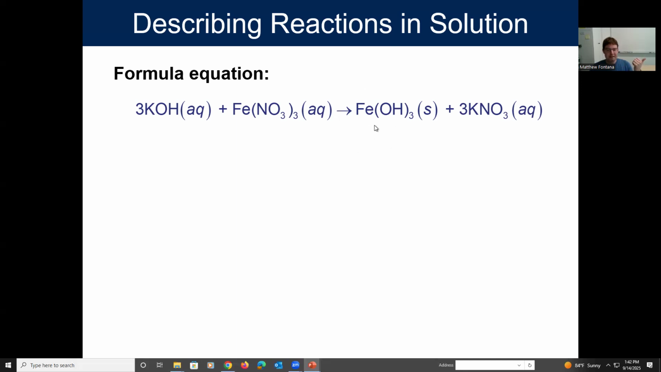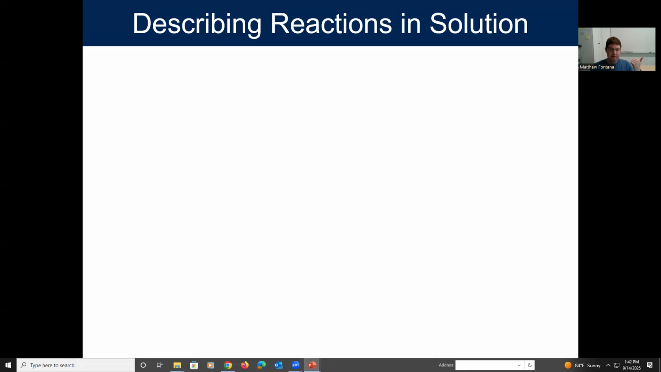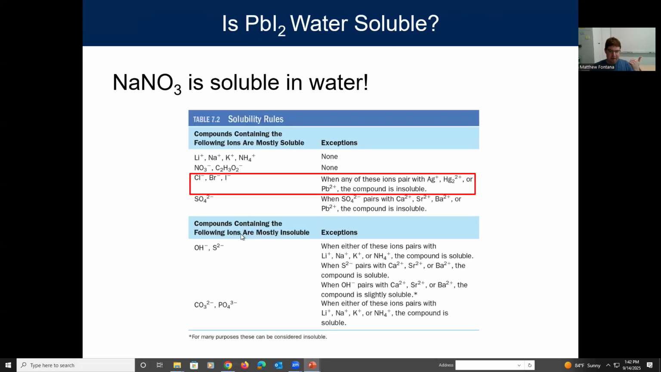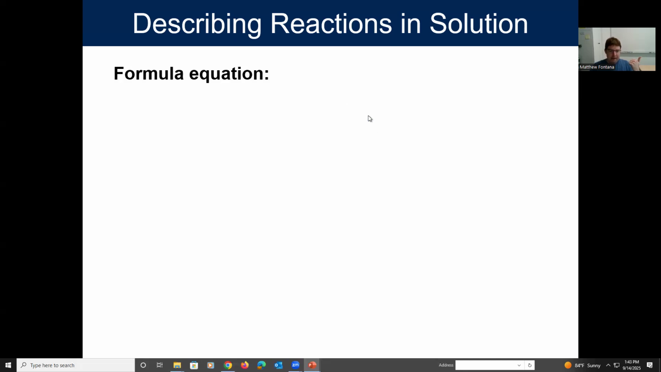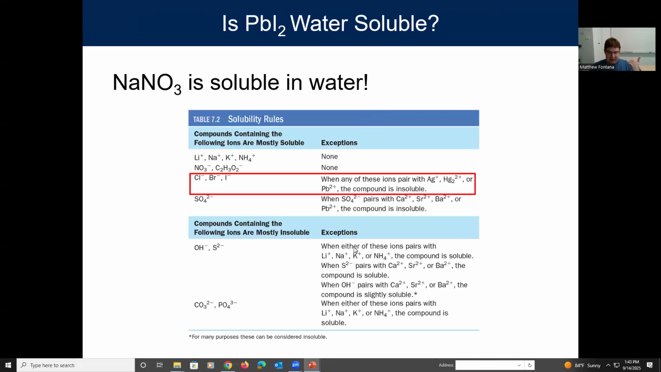Let's look up iron hydroxide in the previous table. If we look up iron hydroxide, we notice that here we have hydroxide, and it says that compounds containing the following ions are mostly insoluble. So we have hydroxide, and the counter ion for that is going to be iron. Does iron show up as an exception? We notice that iron does not show up as an exception.